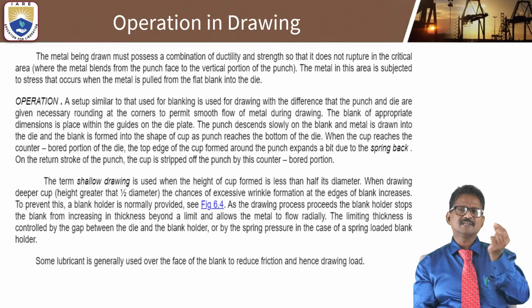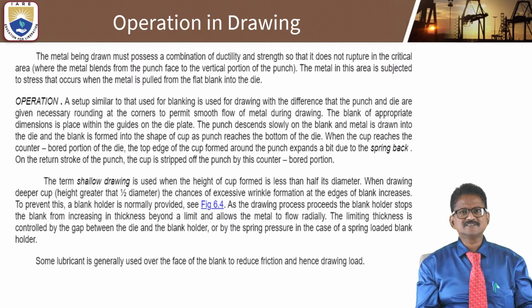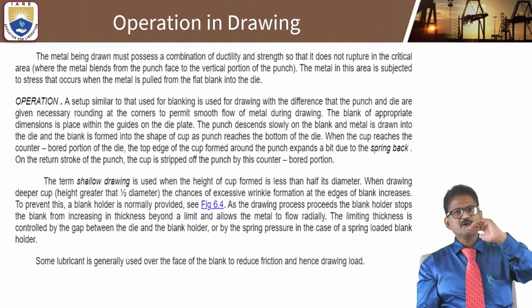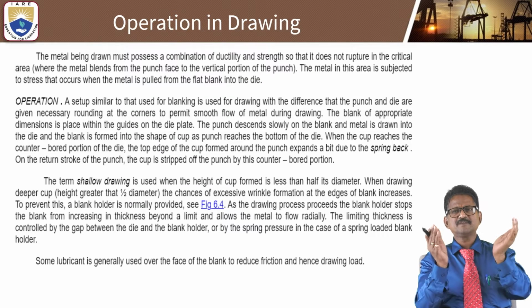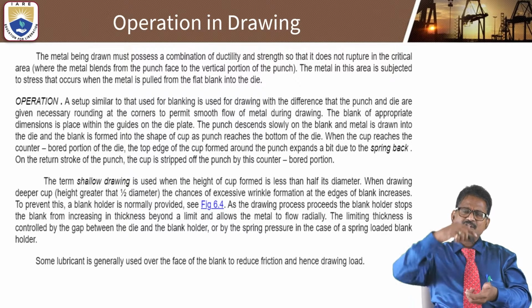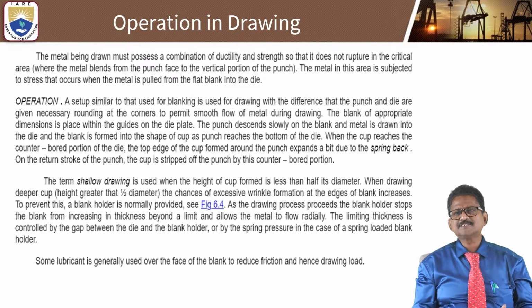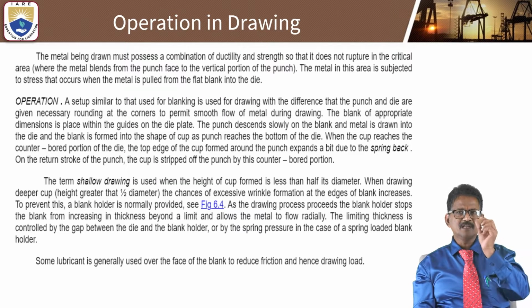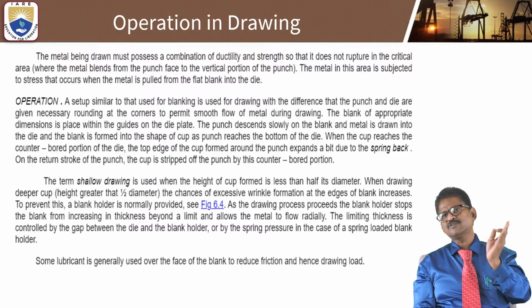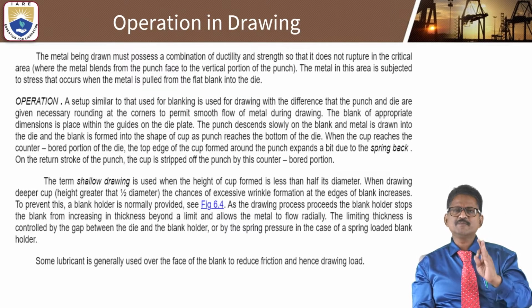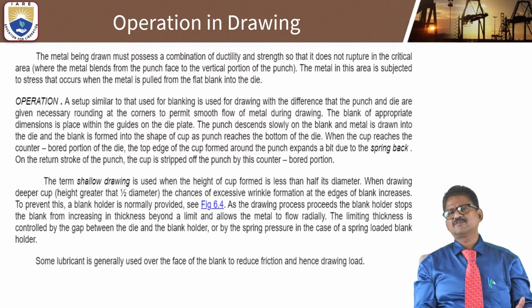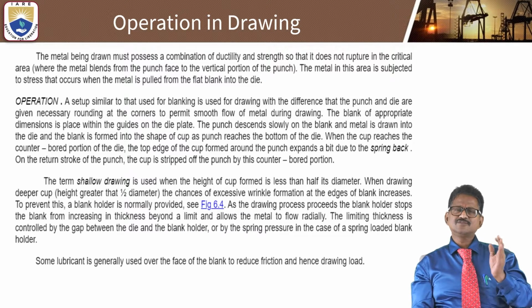Wherever some extra trimming is needed and the cup shape reaches the portion of the die, the top edge will form the cup, and the punch expands due to spring back. When you apply compressive force and then release it, the part suddenly comes out; this is known as spring back. The limiting thickness is also controlled by the gap between the die and the blank holder, so that the spring pressure acts in the case of a spring-loaded blank holder. That is why blank holding force is also one important parameter to determine.